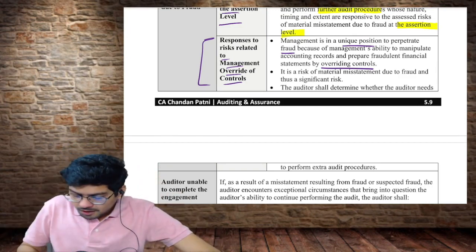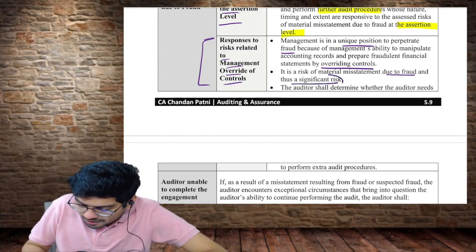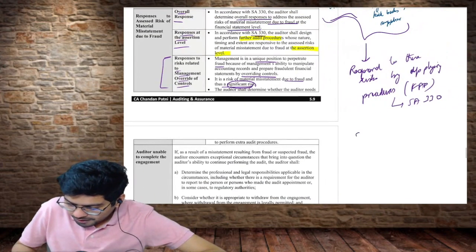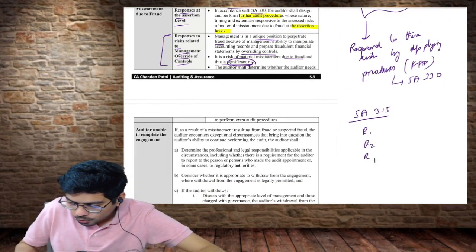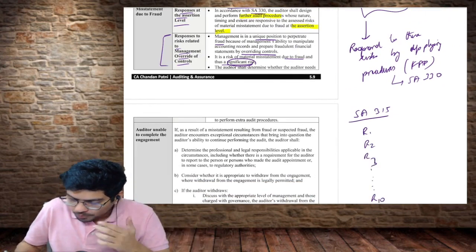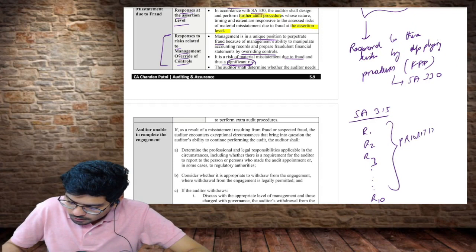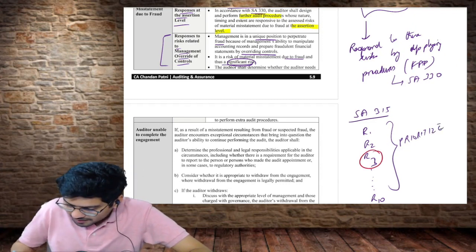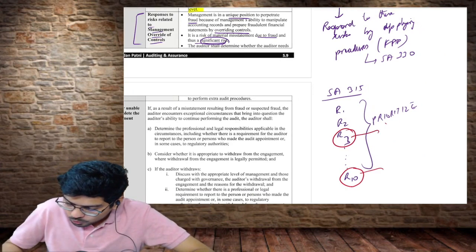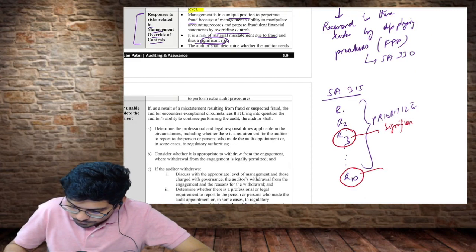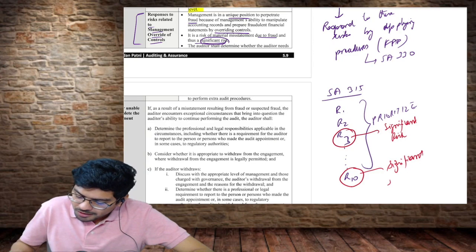And if it is a risk of material misstatement due to fraud, it is a significant risk. Do you remember the word significant risk? In SA 315, I told you that when you come up with various risks, let's say R1, R2, R3, this way you go up to 10 risks, then you need to prioritize the risks. Let's say risk number 3 and risk number 10 are very high, the auditor prioritizes them. So these will be known as what? Significant risk.